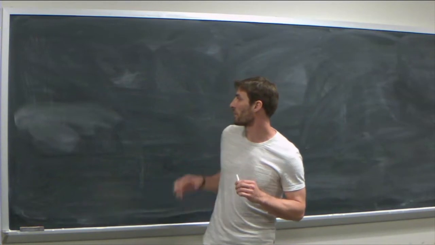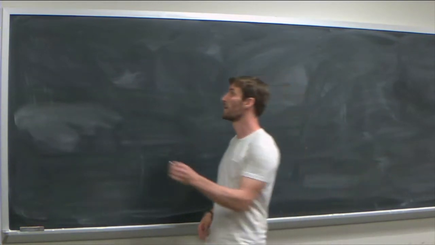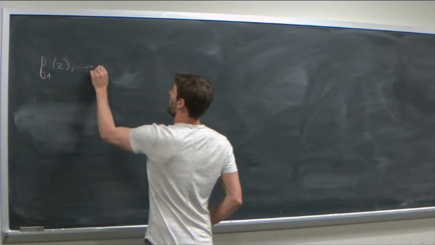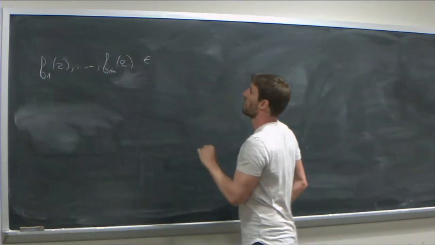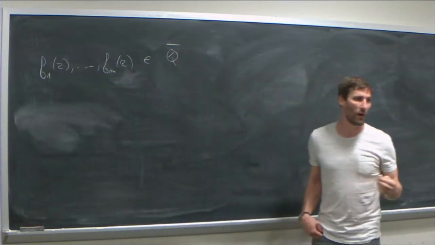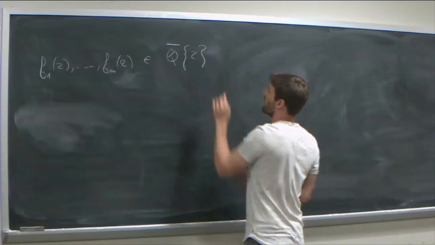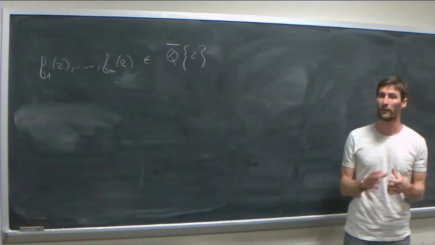What is always true is that if you have several analytic functions, let's say f1(z), ..., fm(z), with algebraic coefficients, so in Q bar, which means the set of algebraic numbers as usual, and Q bar of z just means functions that are analytic, at least around the origin.